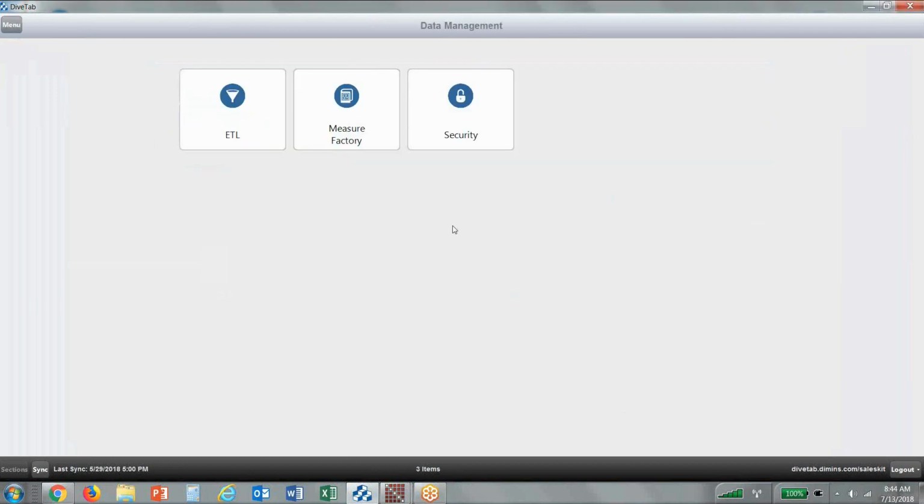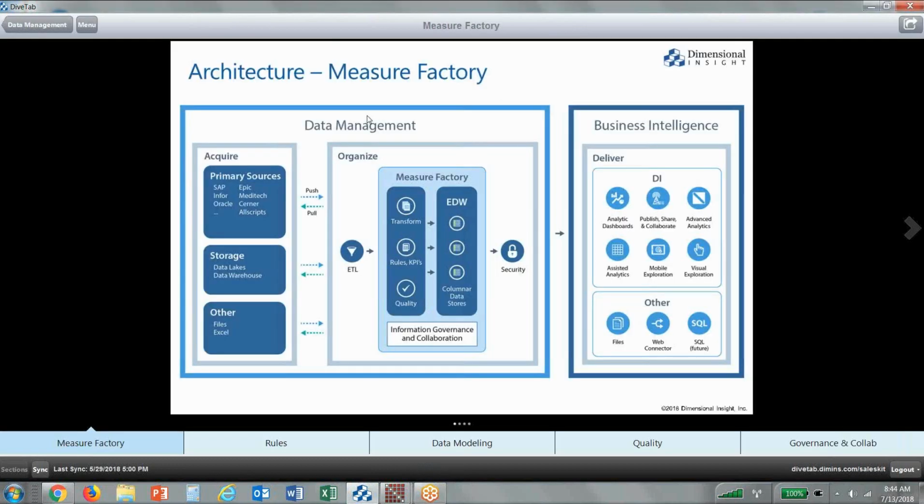Now, with Dimensional Insight, the architecture consists of both enterprise-class data management and business intelligence and analytics components seamlessly integrated in the same platform. We call that the Diver Analytics Platform. And that's what allows us to combine disciplined data management with flexible self-service.